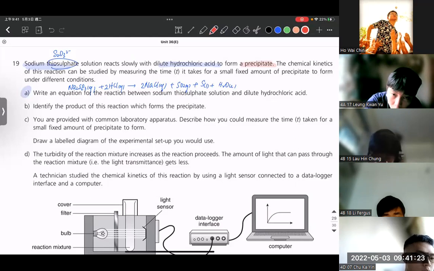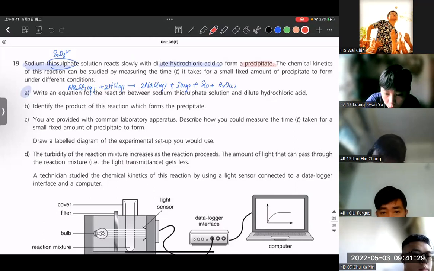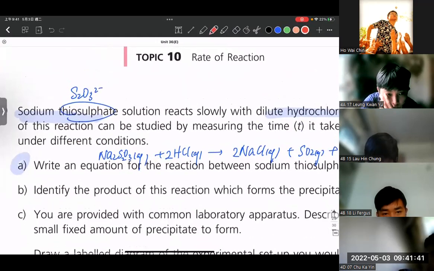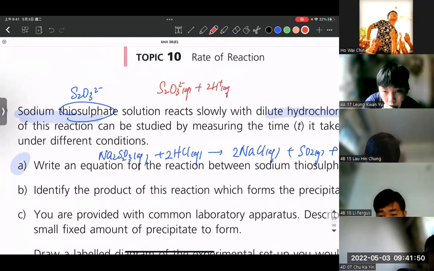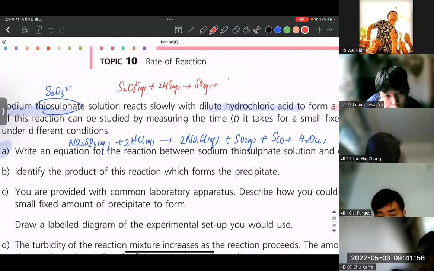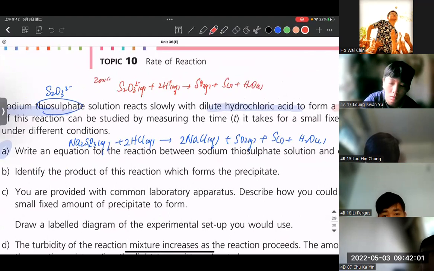The chemical, the ionic equation. S2O3 2 minus, yes. Add 2H plus, to form SO2, add solid sulfur, add H2O. Thank you. Now, very good. This is the ionic equation. Now, both ionic and full equation will be accepted.